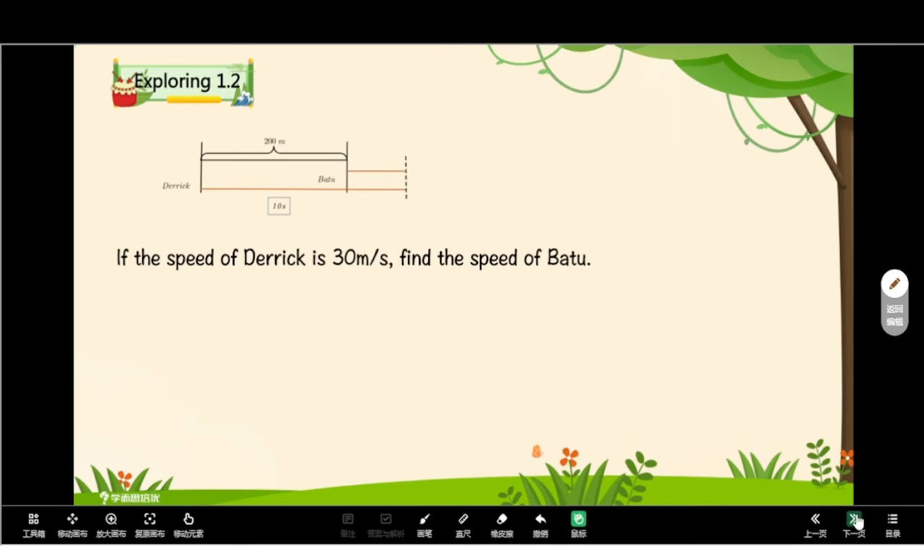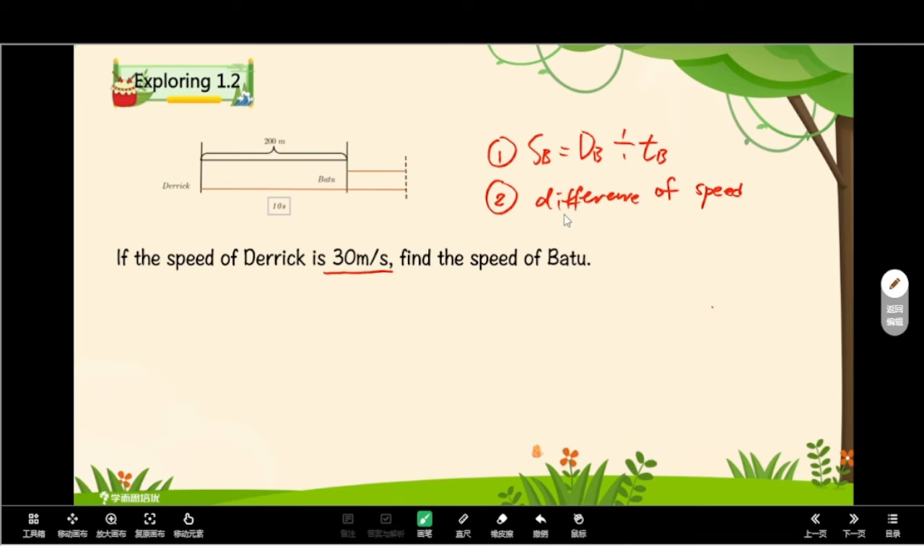Okay, so let's try another similar question. If the speed of Derek is 30 meters per second, find the speed of 巴图. And this time, Derek needs to catch 巴图. So for this type of question, we have two methods. The first method is, if we need to find the speed of 巴图, we can use the distance of 巴图 divided by the time of 巴图 to get the answer. But this method seems too complicated, right? So how about our simple method? We can use the difference of speed. Do you still remember?